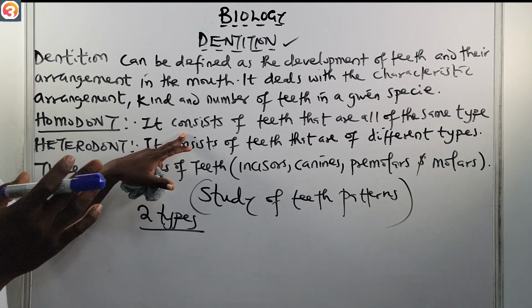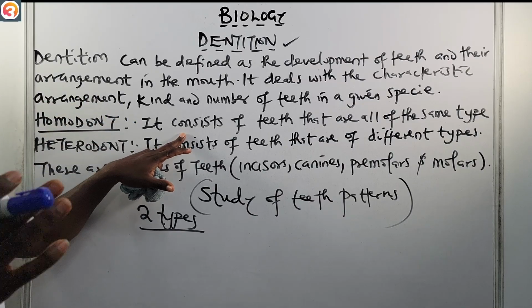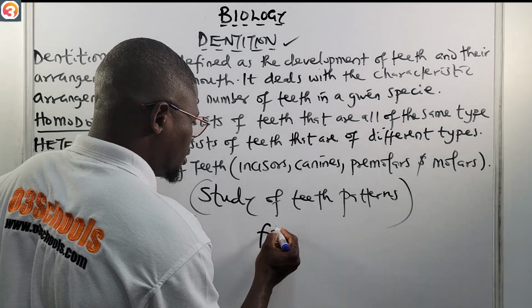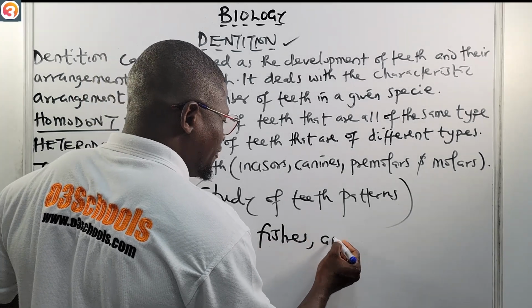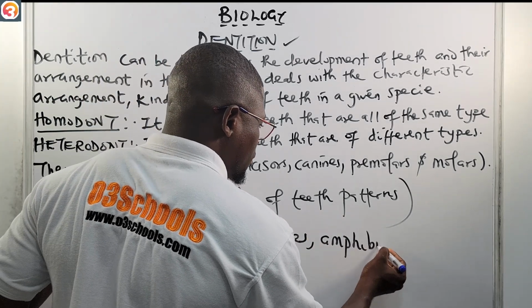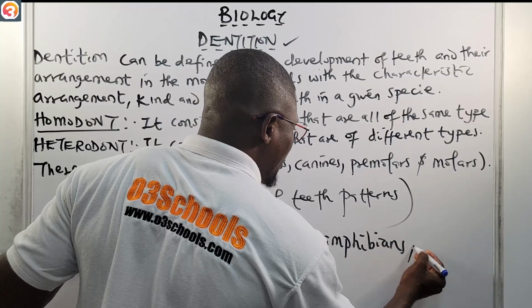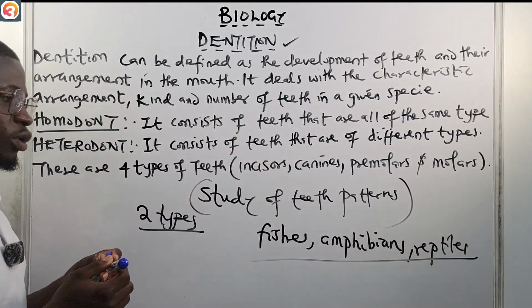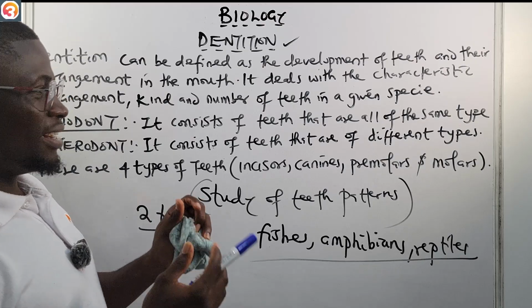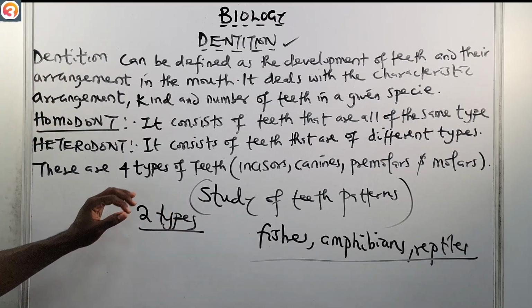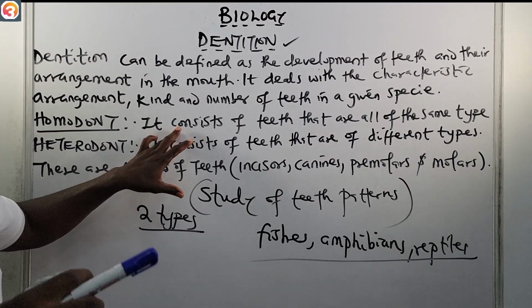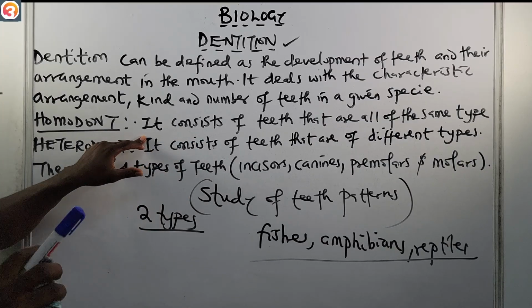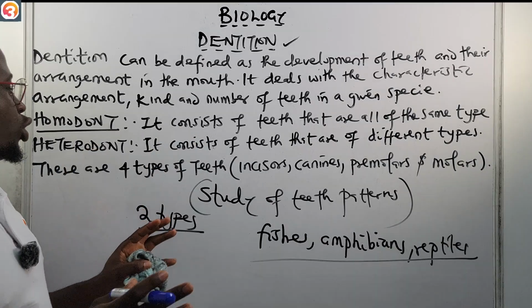And we find this homodont dentition in vertebrates like fishes, amphibians, and reptiles. So it consists of teeth that are all of the same type. That is homodont dentition.